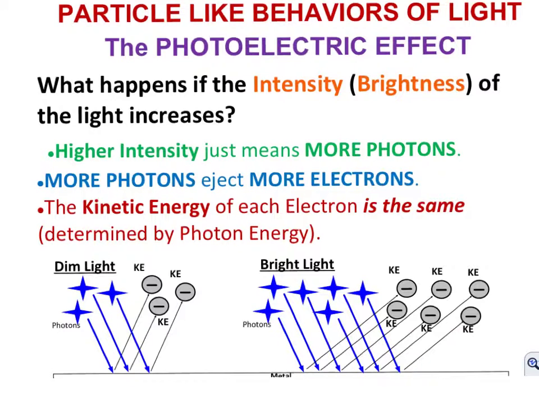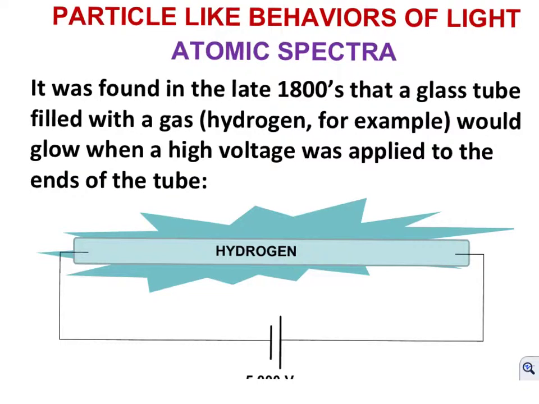Now, some useful applications of the photoelectric effect. It was found in the late 1800s. A glass tube filled with gas, say hydrogen, would glow when you have a high voltage applied to the ends of the tube. And that's because the electrons get to an excited state. So we're essentially working backwards, where if you create a current, it could actually make colors of light get emitted.